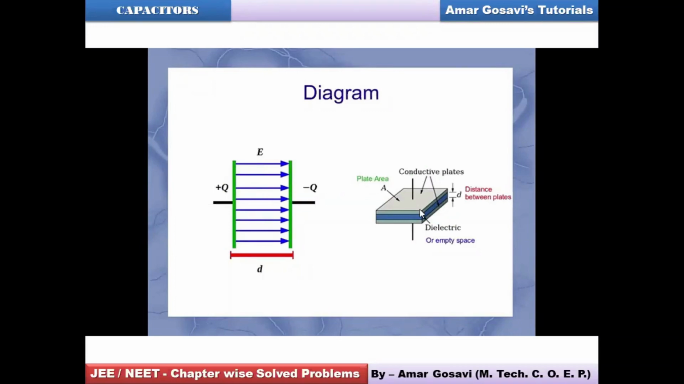So these are two conductive plates. A resembles the plate area. D stands for the distance between the two plates. And for the dielectric, either there would be empty space or air over here, or you can fill a dielectric to change the capacity of a capacitor. So this is how a parallel plate capacitor would look like. Now we would be deriving the capacity of a parallel plate capacitor. Please make a note of this diagram before we move ahead.